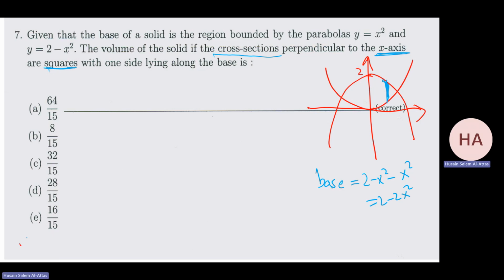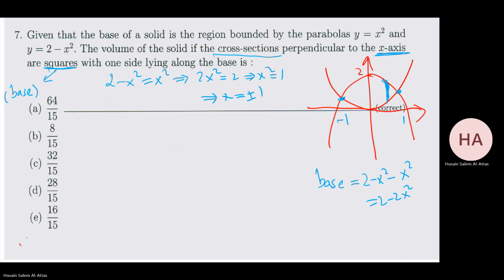Now, I need to find the points of intersection. What are these points? I will equate the two equations: 2 minus x squared equals x squared. That implies 2x squared equals 2, so x squared equals 1, so x equals plus or minus 1. So this is minus 1 and this is 1. Great. Now, squares. What is the area for the squares? The base squared.